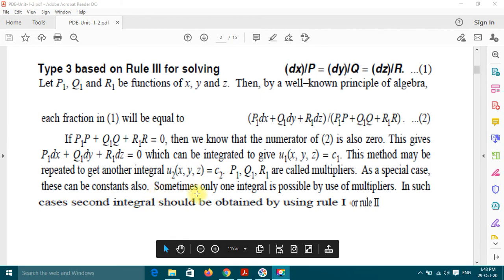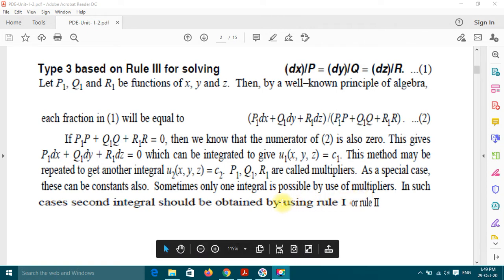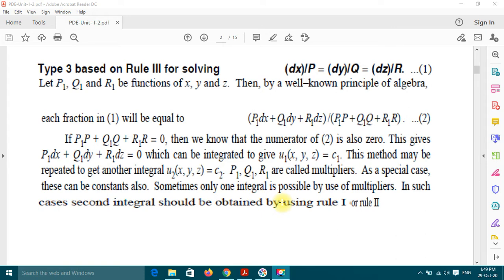Sometimes these P1, Q1, R1 we take as constants, and sometimes only one integral is possible by using a multiplier. In such a case, we use rule 1 or rule 2 to find the other solution of the given partial differential equation. Now we discuss the problem, which will make it clear, a type 3 problem.